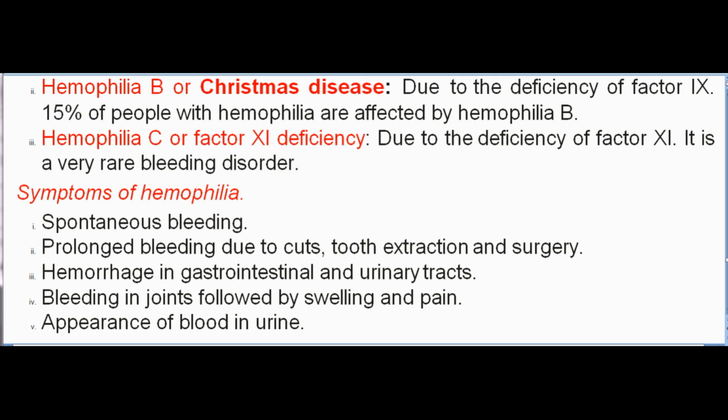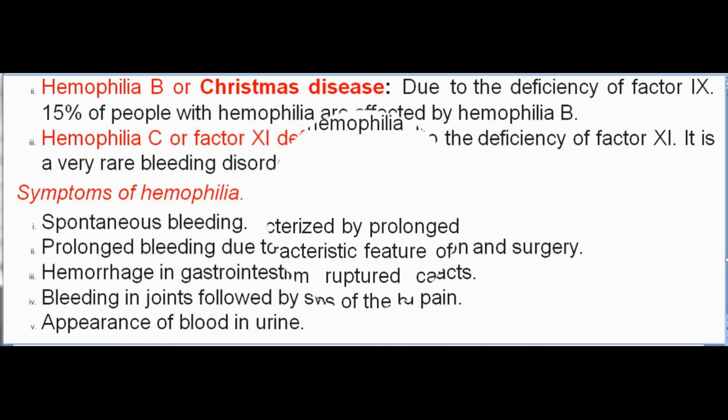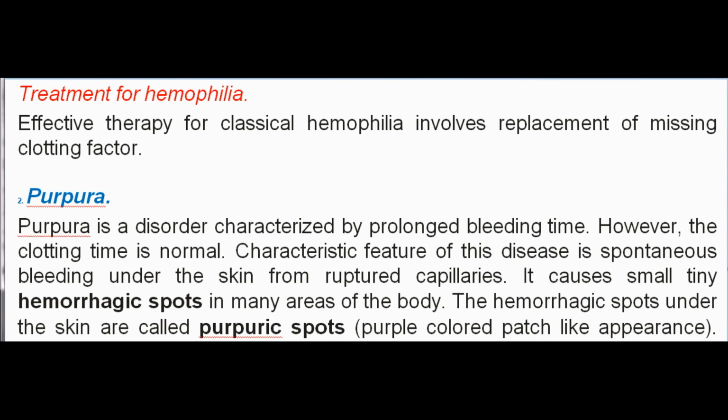Symptoms of hemophilia. Spontaneous bleeding. Prolonged bleeding due to cuts, tooth extraction and surgery. Hemorrhage in gastrointestinal and urinary tracts. Bleeding in joints followed by swelling and pain. Appearance of blood in urine. Treatment for hemophilia. Effective therapy for classical hemophilia involves replacement of missing clotting factor.